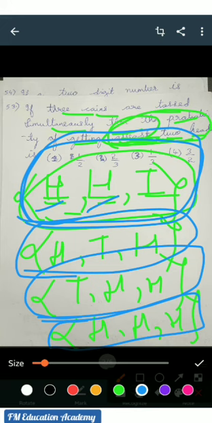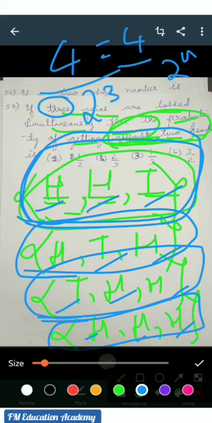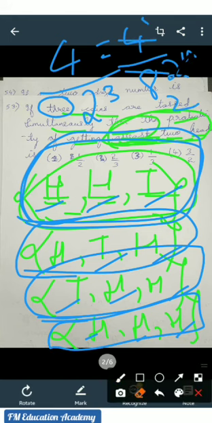So whenever we throw a coin 3 times, what is the possibility of getting at least 2 heads? Number of probable outcomes is 4. So 4 by, what is the total outcomes? Remember, the formula to find the total number of outcomes when a coin is thrown is given by 2 power n. Here the coin is thrown 3 times, so 2 cube. So it is 4 by 2 cube, which means 8.